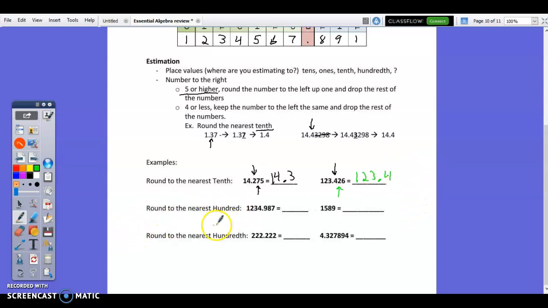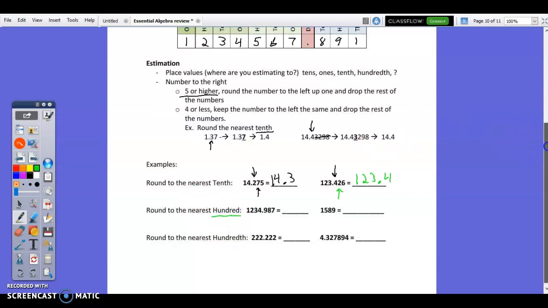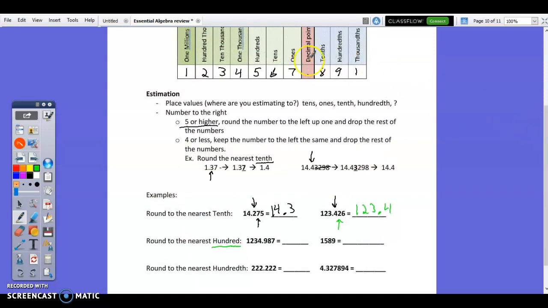All right, over here, we're rounding to the nearest hundred. Remember, notice that there's no th at the end. So 100 is this third spot over from the decimal to the right. If I find the 100 spot, it would be this 2. And this 3 is going to tell me what to do with that 2. Since it's 4 or less, that 2 remains a 2.